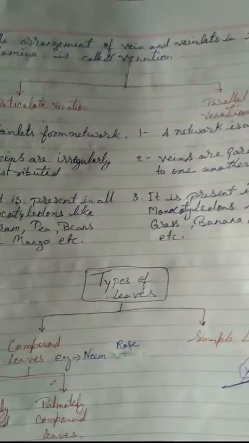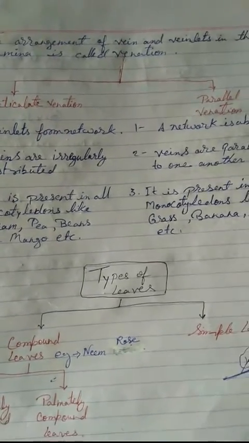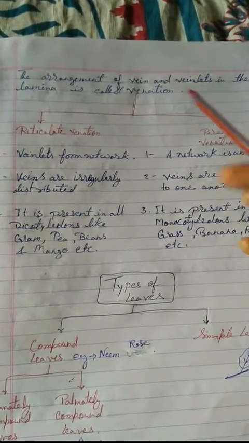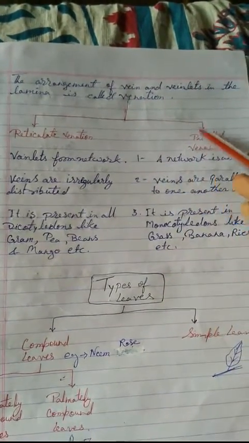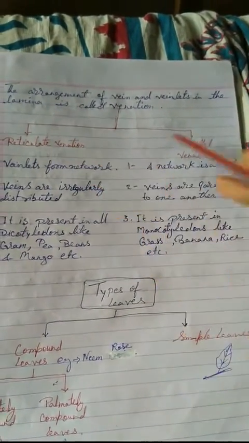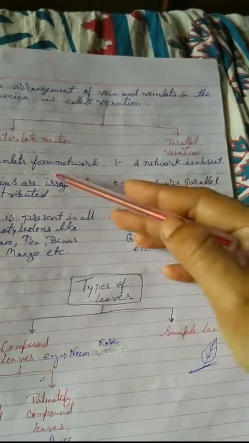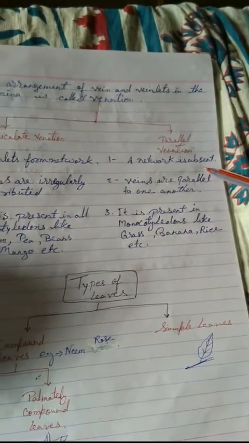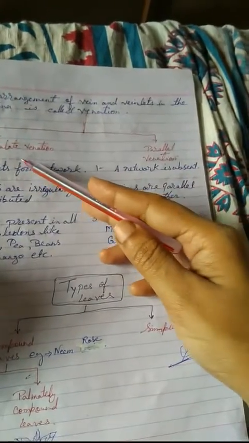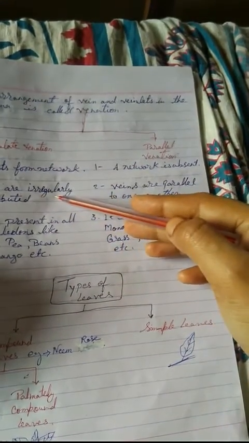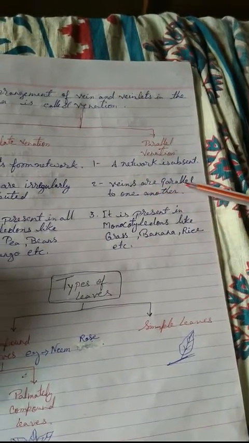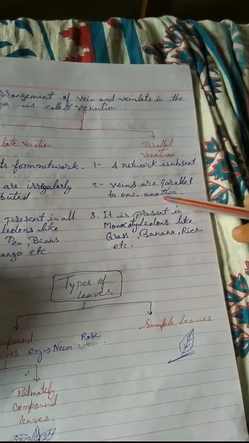The arrangement of veinlets in the lamina is called venation. Venation is divided into two forms: reticulate venation and parallel venation. In reticulate venation, veinlets form a network. In parallel venation, a network is absent. Reticulate venation veins are irregularly distributed. Parallel venation veins are parallel to one another.